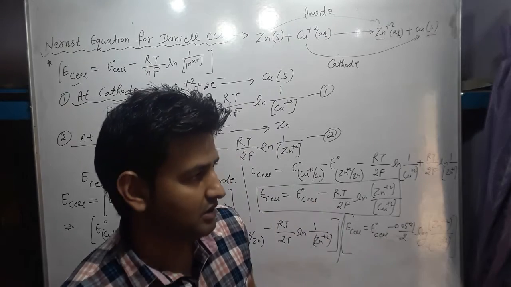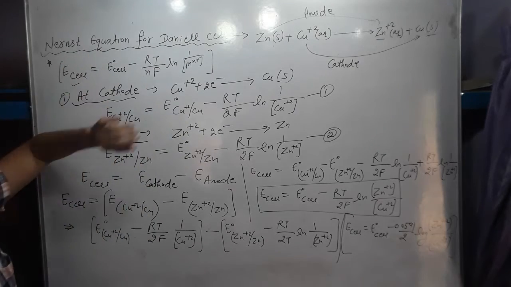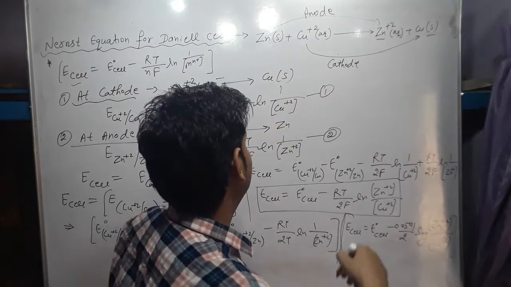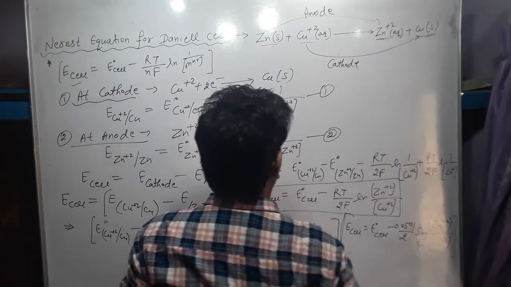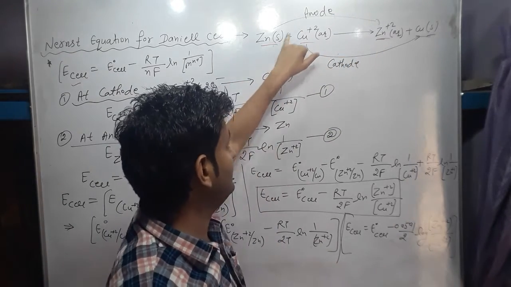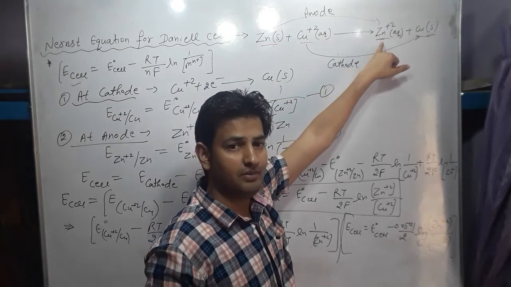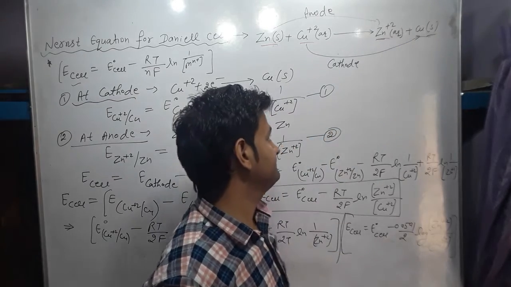So now we are going to discuss the Nernst equation in the case of the Daniell cell. First we write the equation of the Daniell cell. Zinc plus copper ion gives us zinc ion and copper. Zinc undergoes oxidation, so oxidation occurs at the anode. Zinc converts into Zn2+. Copper ion will reduce into copper.